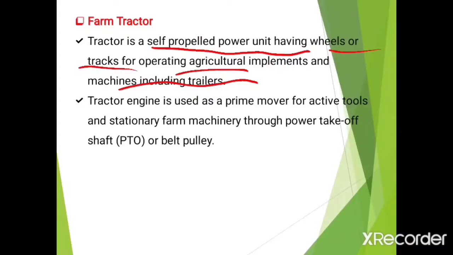and machineries. Now the tractor engine is used as a prime mover to activate the tools and the stationary farm machinery through the power takeoff shaft. It is also called the PTO shaft or belt pulley. So the power received to run or activate the different stationary and mobile machineries comes from the tractor engine. Power generated in the tractor engine is transferred to the PTO shaft, so different types of stationary and mobile machineries can run easily.